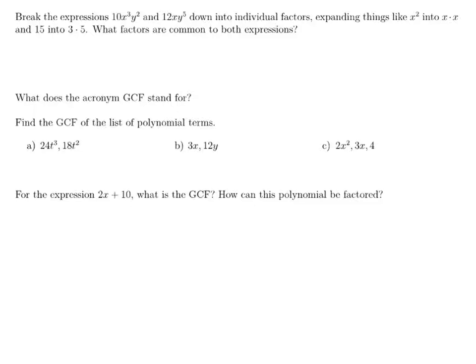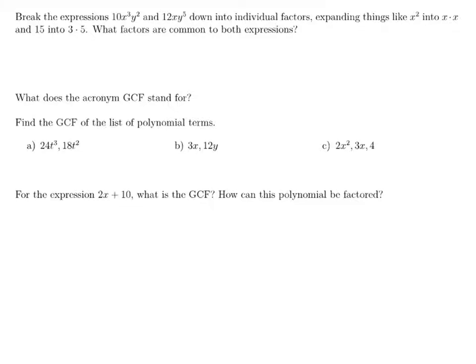So let's get started. In this first part, we're told to break the expressions 10x cubed y squared and 12x y to the fifth, those two expressions, down into individual factors, expanding things like x squared into x times x and 15 into 3 times 5. We're then asked what factors are common to both expressions.